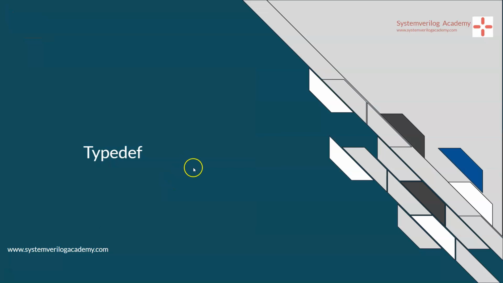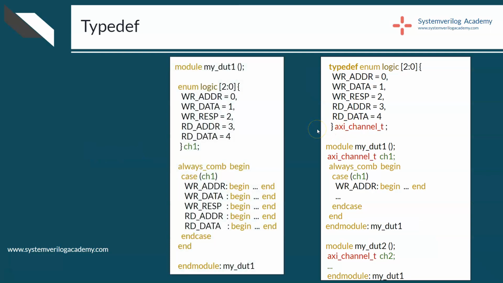Typedef, or type definition, is a way to add your own data type to the existing data type set of any programming language. SystemVerilog also supports typedef, and typedefs are widely used along with enumerations and structures in SystemVerilog. Now let's see how to use typedefs and enumerations in SystemVerilog programming.